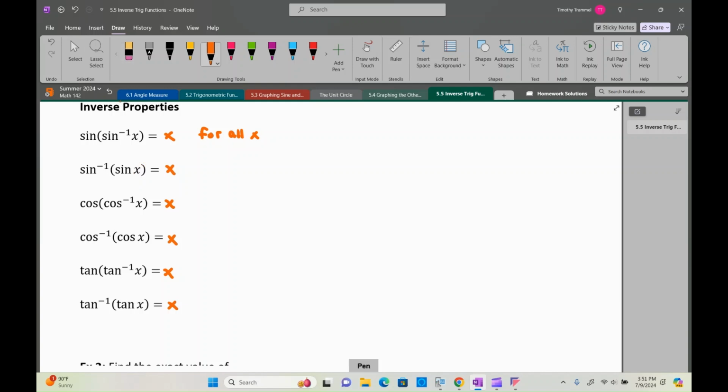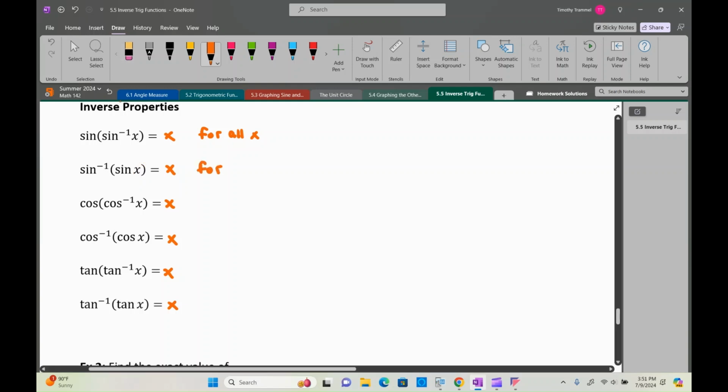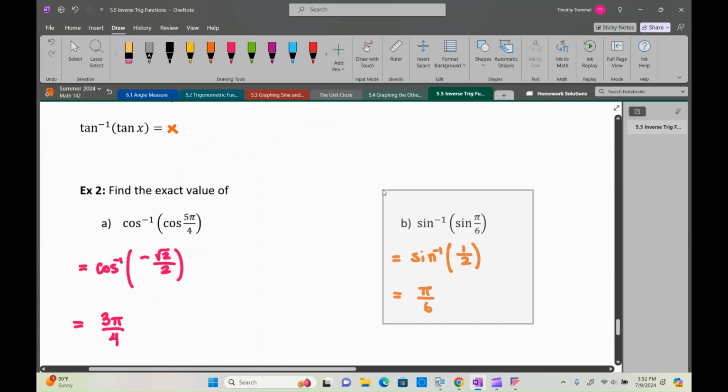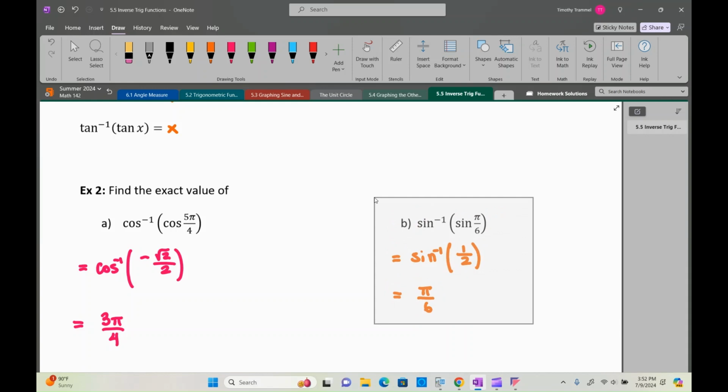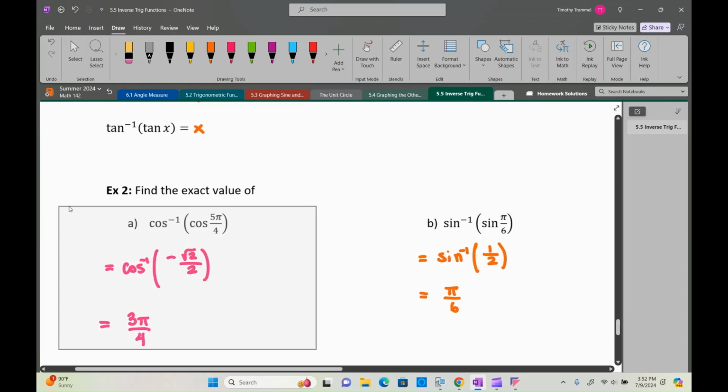So what I'm going to have to say here is this is for x in the interval from minus pi over 2 to pi over 2. Okay. And this is exactly what we experienced in the second part down here: pi over 6 was in between minus pi over 2 and pi over 2. And our inverse trig functions worked exactly how we thought they would work here. If it was outside of that, it wouldn't work the way we were expecting.